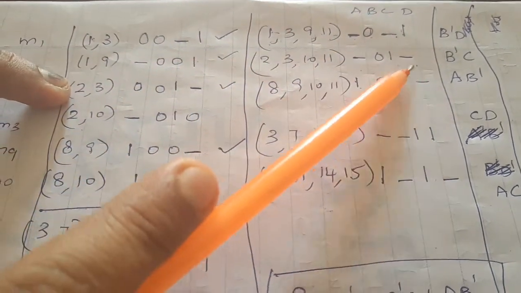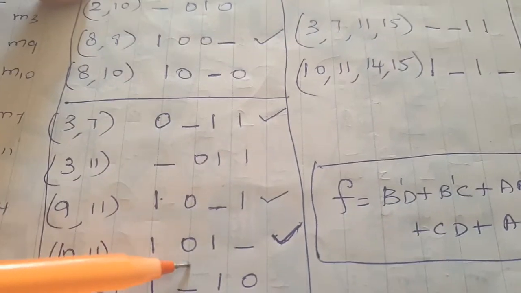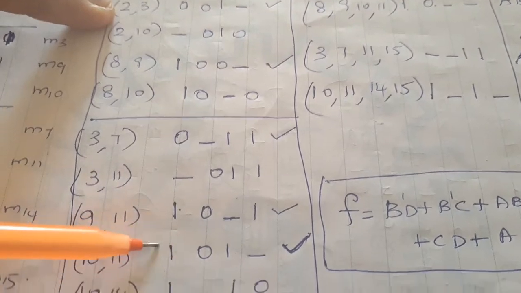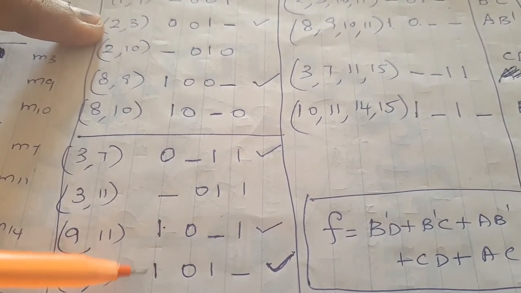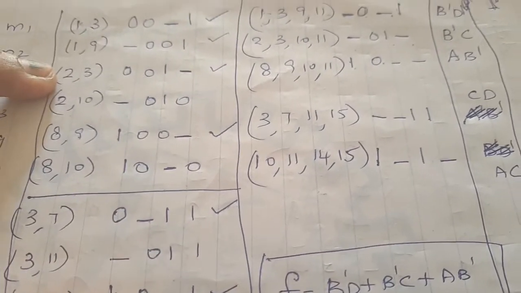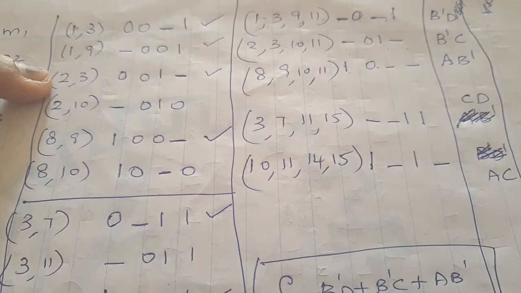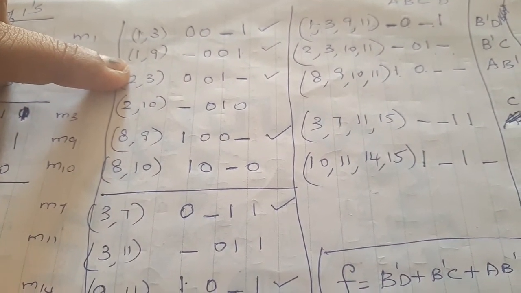The dash is at the final. 1 and 1 are there, 0 and 0 are there. Then you have the first bit and the last, the fourth bit is changing. 0 and 1 is changing. Therefore it is dash. Therefore the answer is dash 0 1 dash. So 2 comma 3 and 10 comma 11 is over.